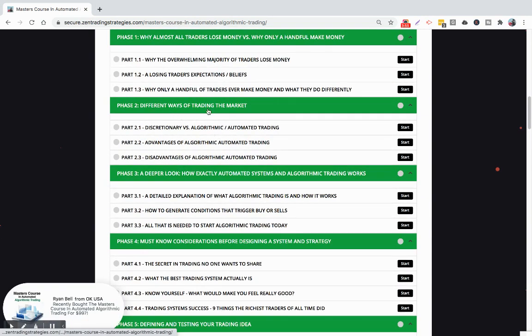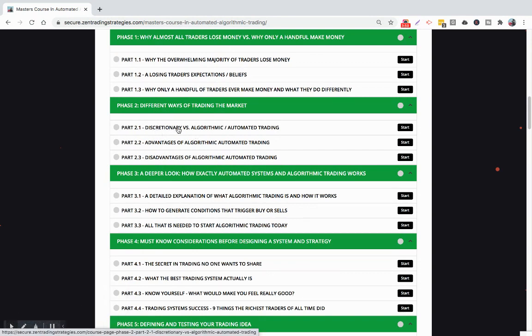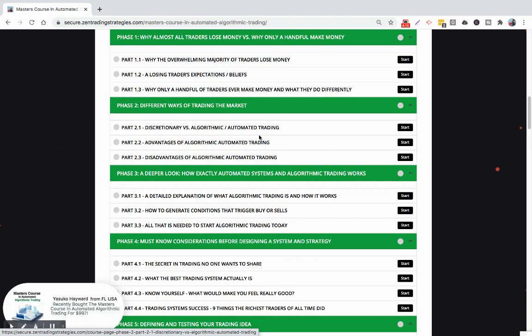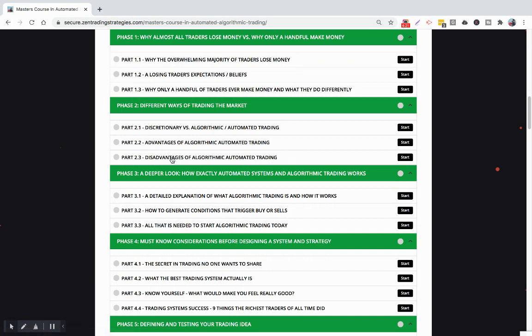We're going to go over different ways of trading the market. You're probably used to a discretionary type of trading, which is a feel-based trading, or maybe using support and resistance, or chart fundamentals and basics, or maybe even chart technicals. We're going to look at that versus algorithmic automated trading, which is having a trading system that generates conditions for buy and sell signals. We're going to look at the advantages of automated algorithmic trading, and also there's a few disadvantages you may want to know of, although the advantages greatly outweigh any potential disadvantages.